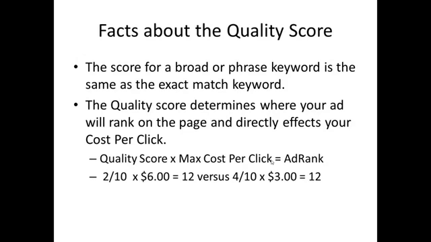And then to be in the top three, you have to optimize for your quality score, which is a different tutorial, and we'll go through and explain how that happens. But here's an example. It says a 2 out of 10 quality score times $6, which is the maximum cost per click for an ad group, equals a 12 ad rank, versus 4 out of 10 times $3, which would be 12 ad rank still. So there you can see why optimizing the quality score is important.